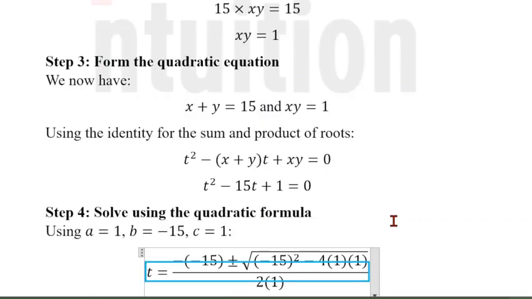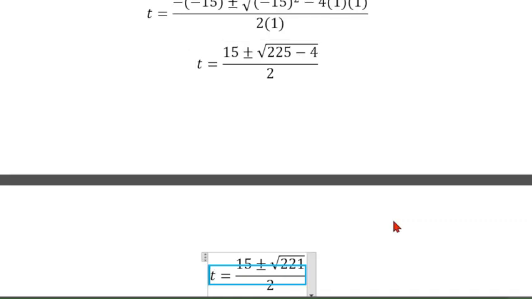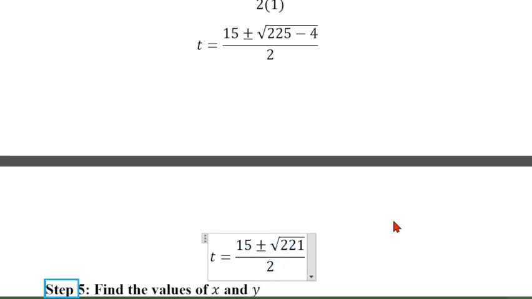t equals negative (minus 15) plus or minus the square root of (minus 15) squared minus 4 times 1 times 1, all over 2 times 1, which equals 15 plus or minus the square root of 225 minus 4, over 2, which equals 15 plus or minus the square root of 221, over 2.